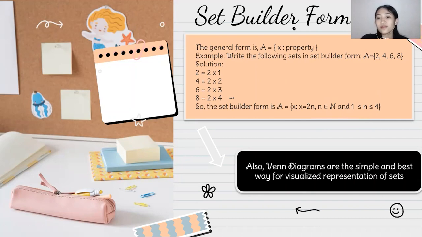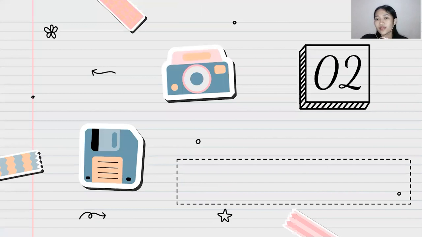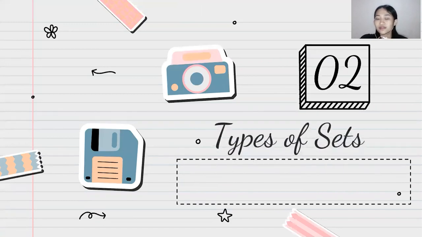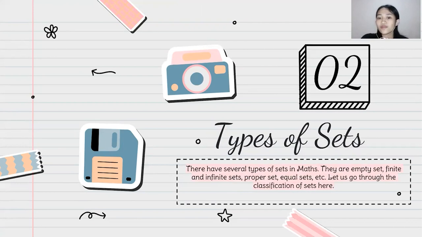Also, Venn diagrams are the simplest and best way of visualizing the representation of sets. Okay, the second topic is types of set. There are several types of sets in math. They are empty set, finite and infinite set, proper set, equal sets, and others. Let us go through the classification of sets here.